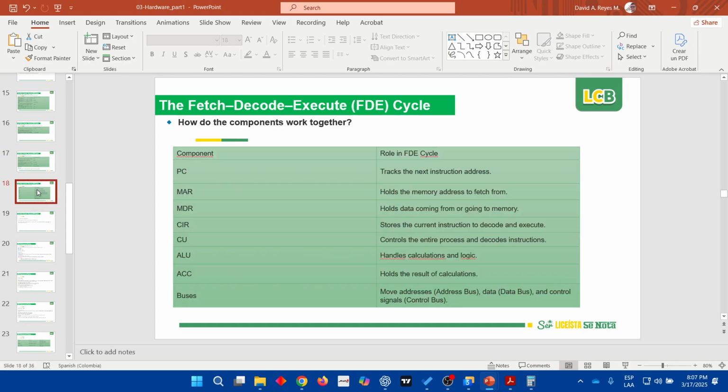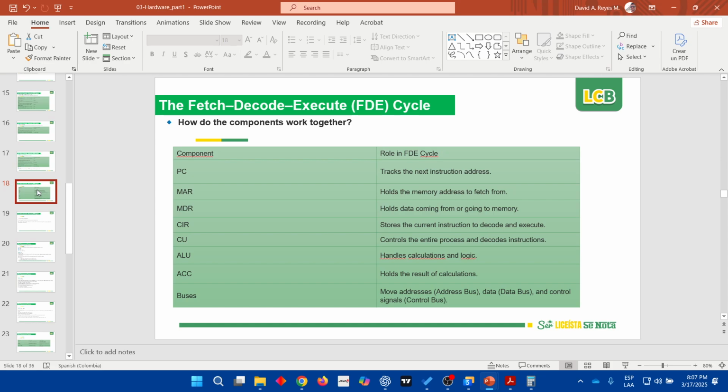Okay, let's continue. How the components work together. So here you have the information. The PC tracks the next instruction. The MAR holds the memory address to fetch from. The MDR holds data coming from or going to the memory. The CIR stores the current instruction to decode and execute. The control unit controls the entire process and decodes instructions. The ALU handles calculations and logic. The ACC holds the result of calculations, and the buses are used to move addresses, data, or control signals.